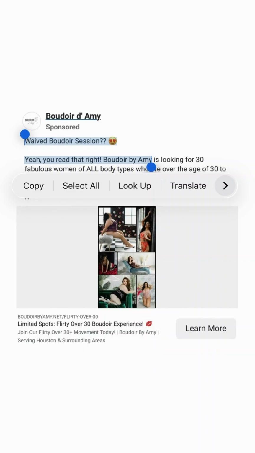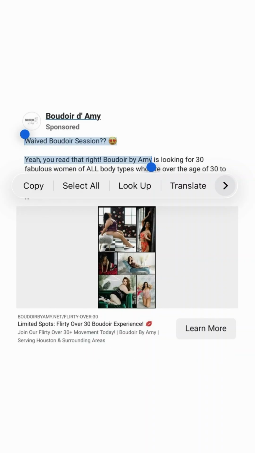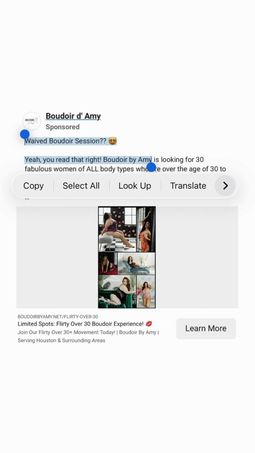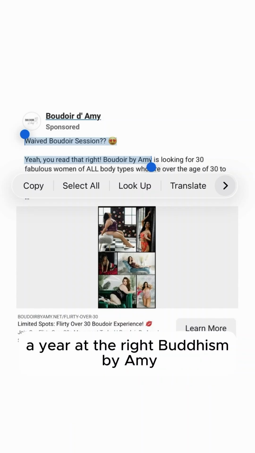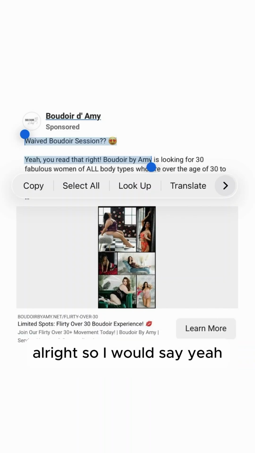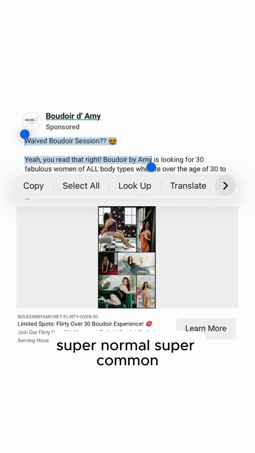All right. Next, we'll look at the see more headline. First 2 3/4 lines, Facebook newsfeed mobile. So let's see what we've got. We got Wave Boudoir session. Hey, you're the right, Boudoir by Amy. All right, so I would say, yeah, this one we got the lack of context mistake. Again, super normal, super common.